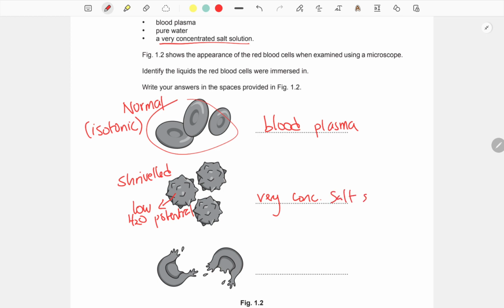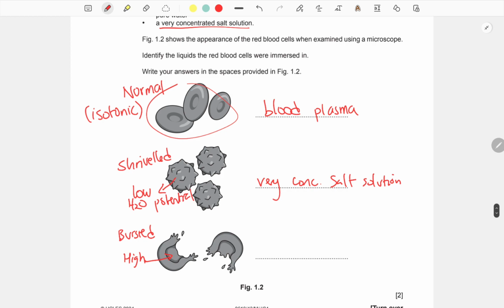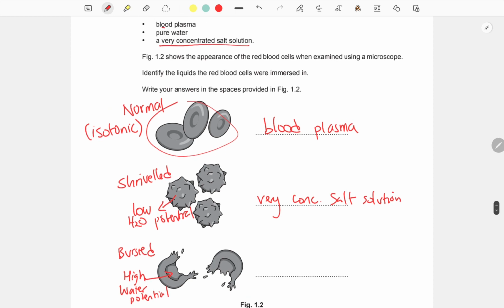And the last group of cells have clearly bursted. So this means that water entered the cell, and since red blood cells do not have a cell wall, they cannot withstand the turgor pressure. So these cells will burst when water moves into the cells from high water potential to within the cells. And high water potential means that it is pure water, as stated in this question.